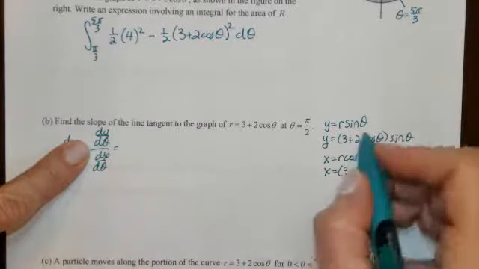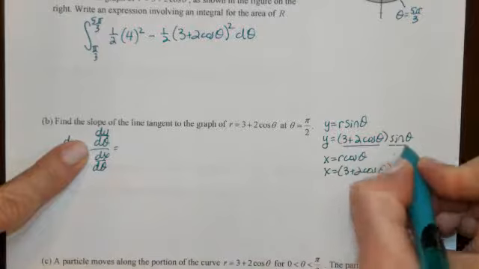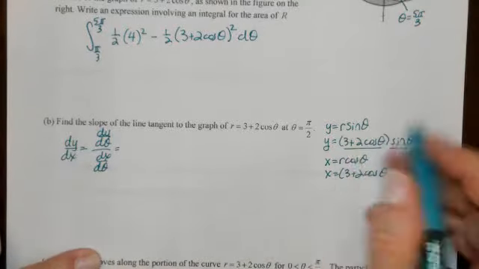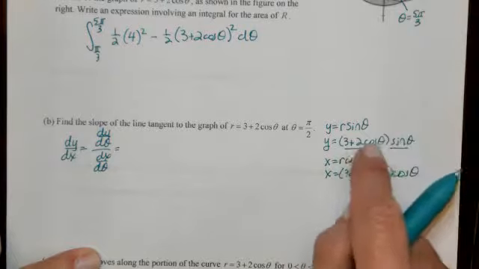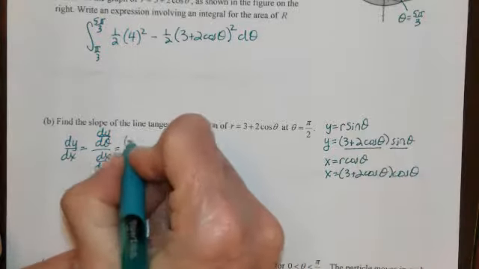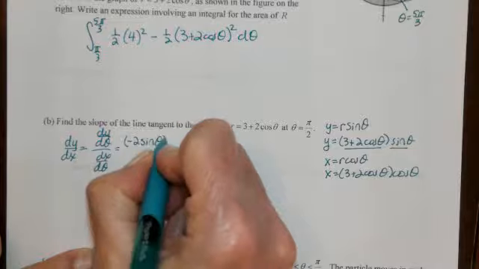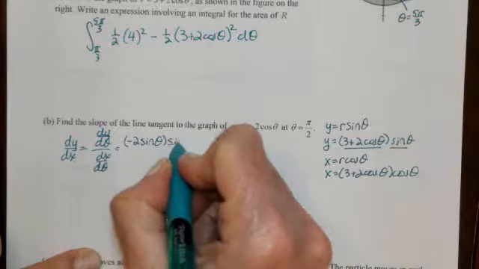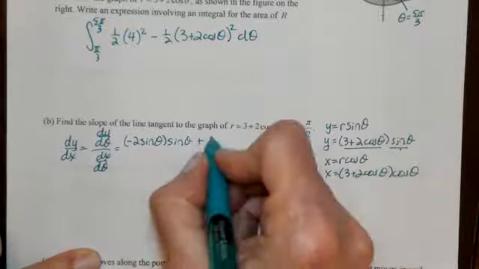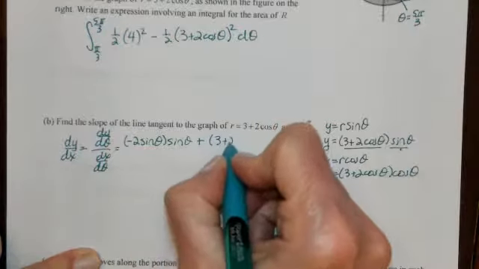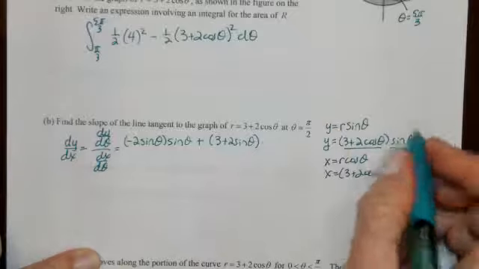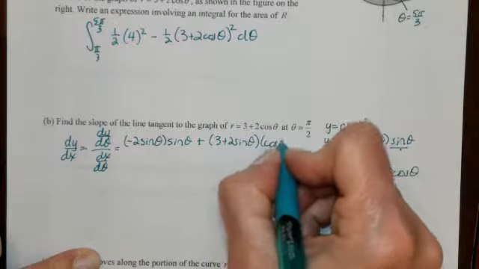So here's my y equals. I'm going to be using the product rule there. The derivative of 3 plus 2 cosine theta, the derivative of 3 is 0. The derivative of 2 cosine theta is negative 2 sine theta. So negative 2 sine theta times that sine theta over here. And then plus, now I'm leaving the parentheses alone, and I'm multiplying by the derivative of sine. The derivative of sine is cosine.